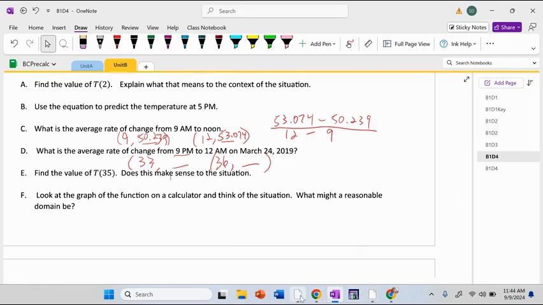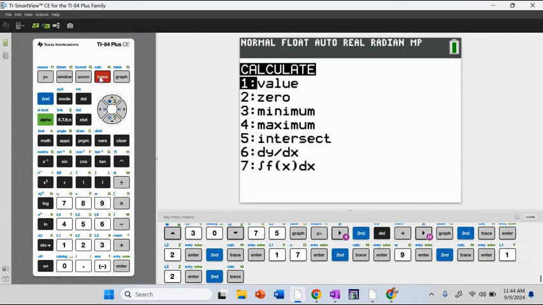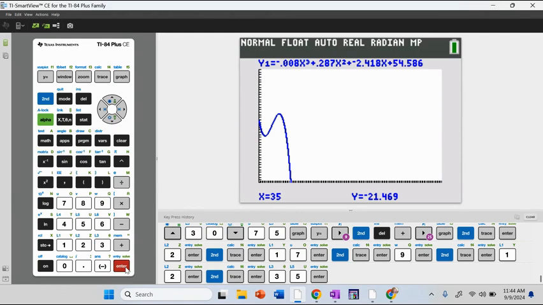And then we can talk about what the domain is. There you go. That makes no sense whatsoever. Second, calculate, value 35. So the average rate of change between 33 and 36 doesn't really make sense. I got negative 21. Is that what you said? Okay. I mean, it can get that, but not in March. That could possibly be a really horrendous temperature in January or February. I feel like February is always worse than January.